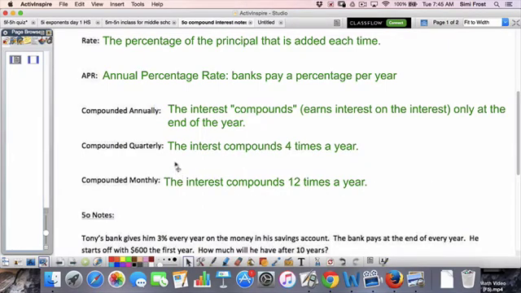It could also compound quarterly, so the interest would compound 4 times a year, meaning that if you started off with your $100 and there was a percentage, quarterly that interest would earn interest on top of itself, as opposed to only at the end of the year. Or you can compound monthly, where 12 times a year that interest would earn interest on top of itself.